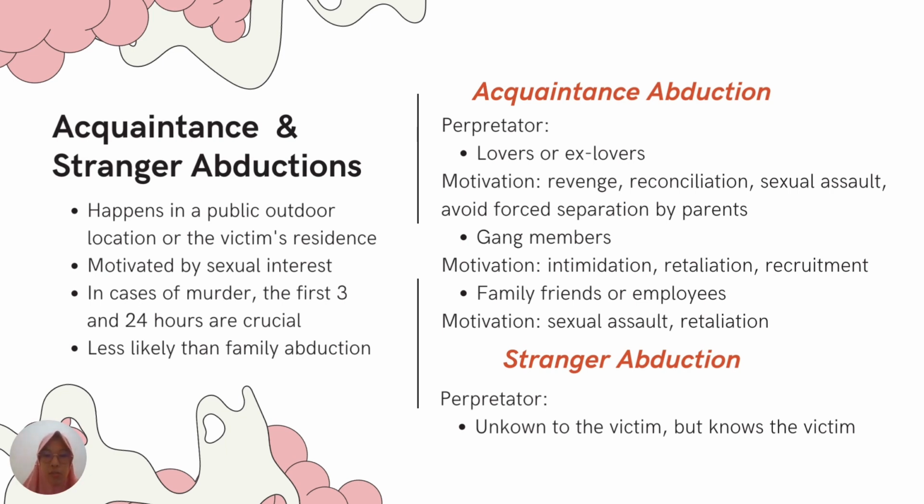As for stranger abduction, the perpetrators are usually unknown to the victim, so the victim usually doesn't know who the perpetrator is, but the perpetrator might know the victim, maybe through other people or through stalking the victim.